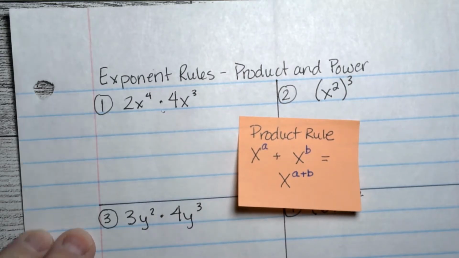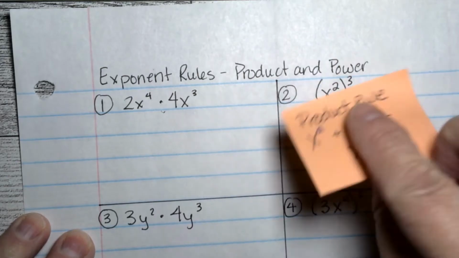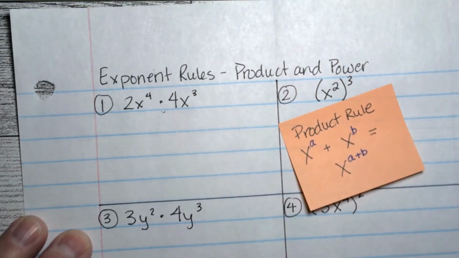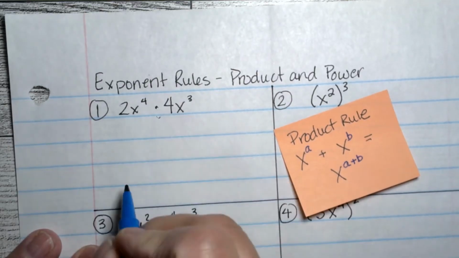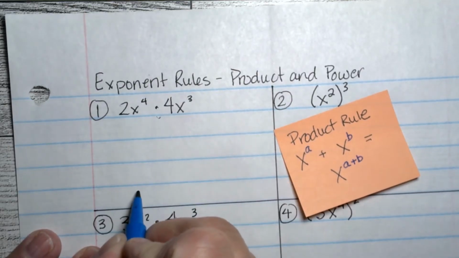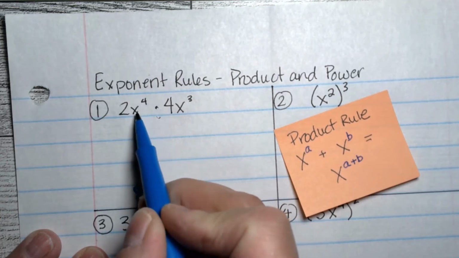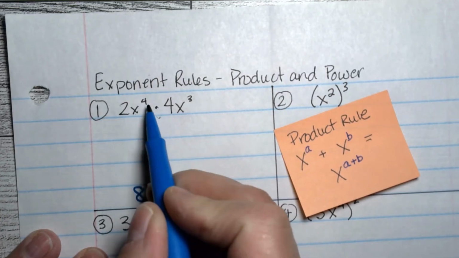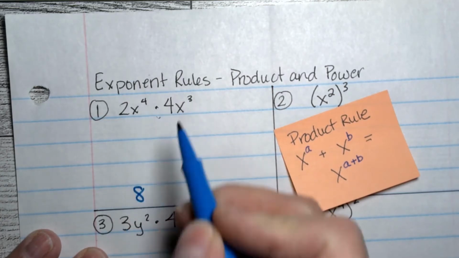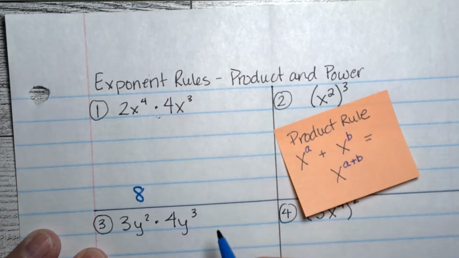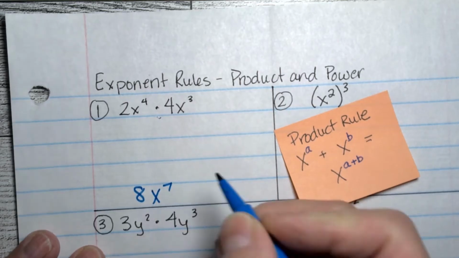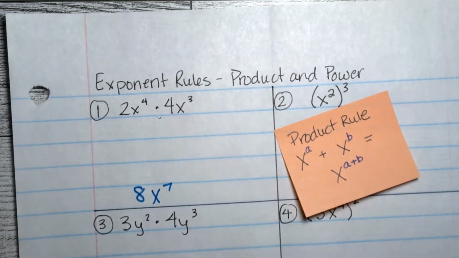So if I were going to do this in my head and do it really fast, my answer would be 2 times 4, 8, x to the 4th power times x to the 3rd power would be x to the 4 plus 3, so that would be x to the 7th. Now, you don't have to use the shortcuts.